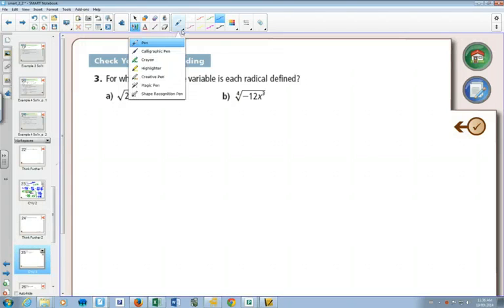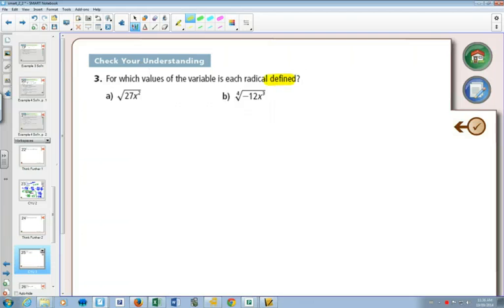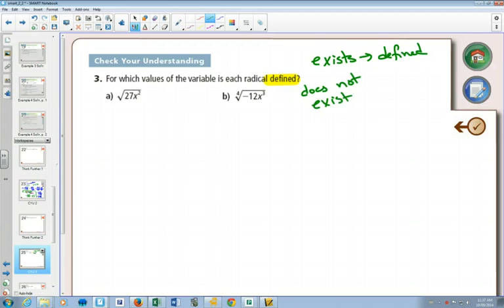And we are introduced to a new definition mathematically, and that definition that we have to know is "defined." So we have to know the definition of defined, right? What it is mathematically is asking when something exists or doesn't exist. When something exists, we use the word defined, and when it does not exist, mathematically we say it's undefined.